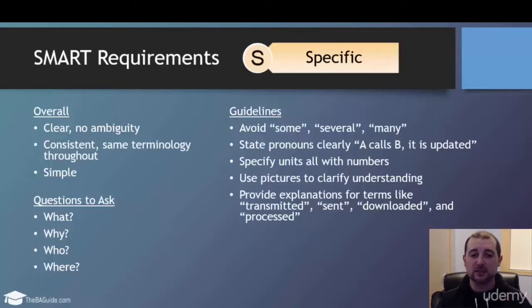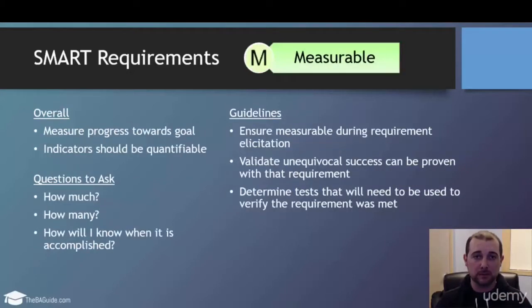And then last but not least, you want to provide translations or explanations for terms such as transmitted, sent, downloaded, and processed. When you're saying it needs to be sent somewhere, you need to be specific about where it needs to be sent, when it needs to be sent, how it needs to be sent, etc. So again, you want to be very specific.